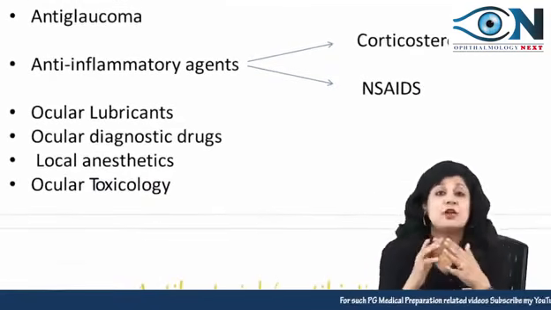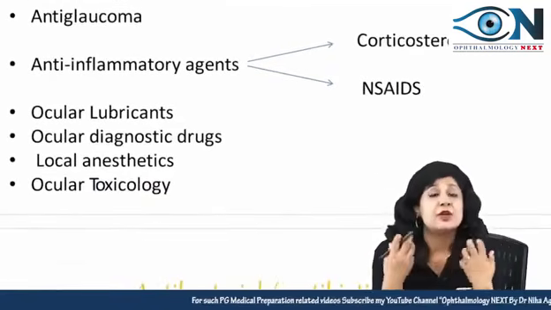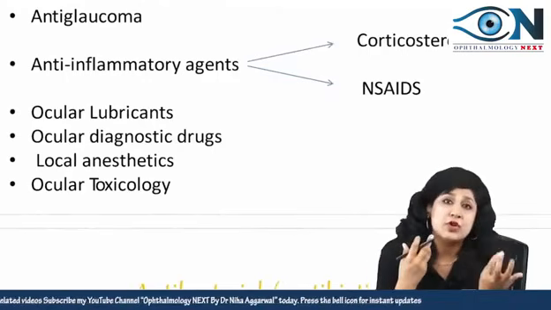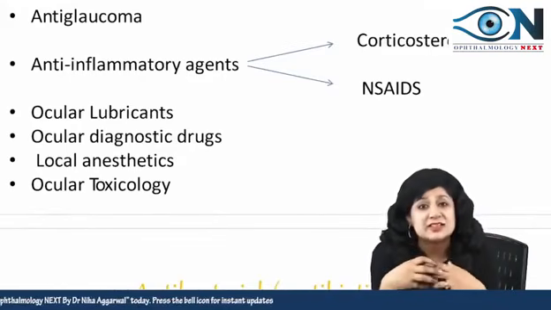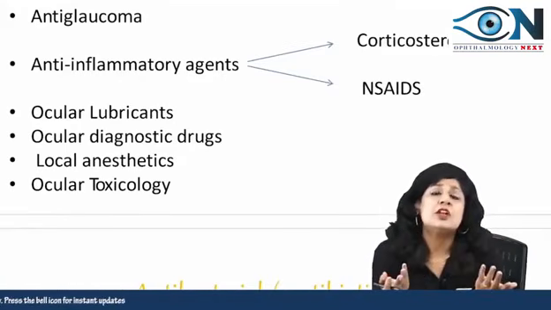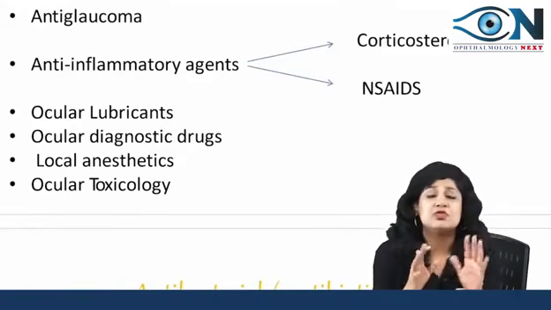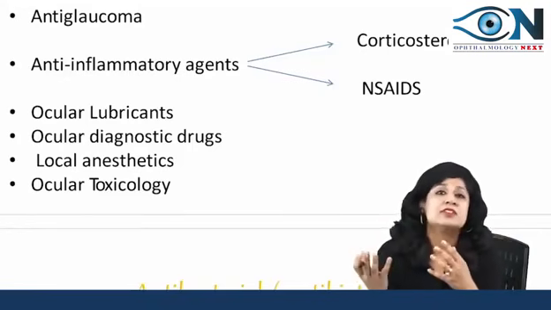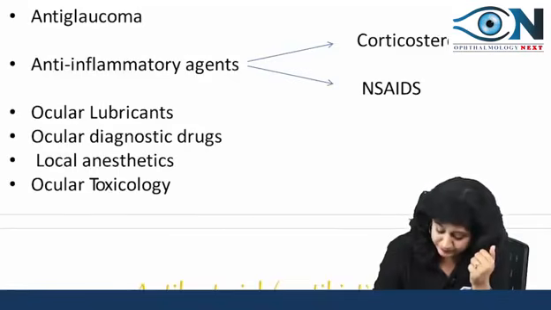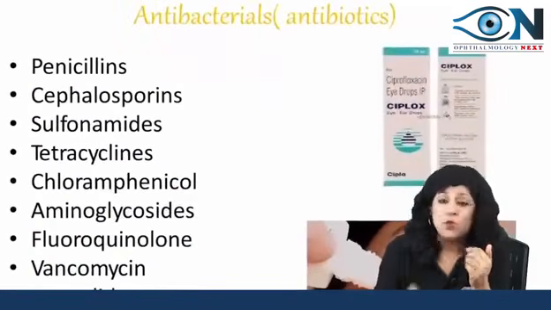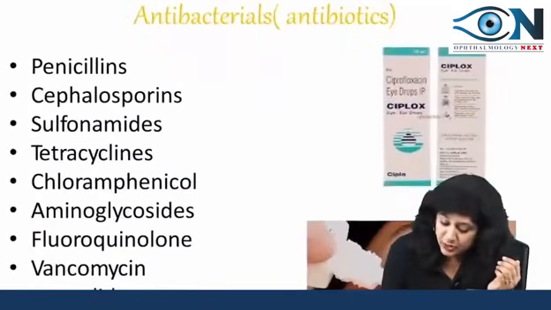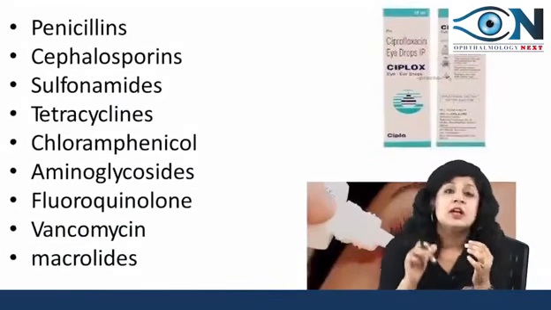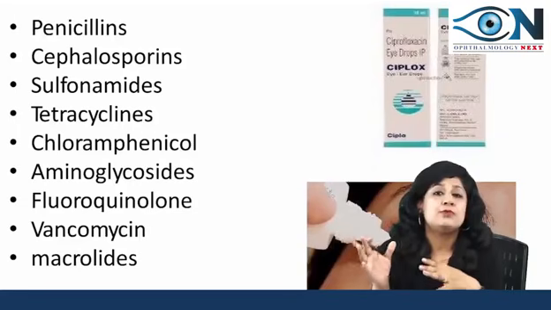Then we have a lot of conjunctivitis and foreign body sensations where you can use the lubricants, we can even use the diagnostic drugs, you can give the anesthetics, and then you have toxicology. So this is nothing to cram about, just see starting from the first topic to the last topic what are the drugs that you read there. Okay. Now, let's go one by one. The first is your antibacterials, that is your antibiotics. So, what are the antibiotics we can use which are available in the form of eye drops?